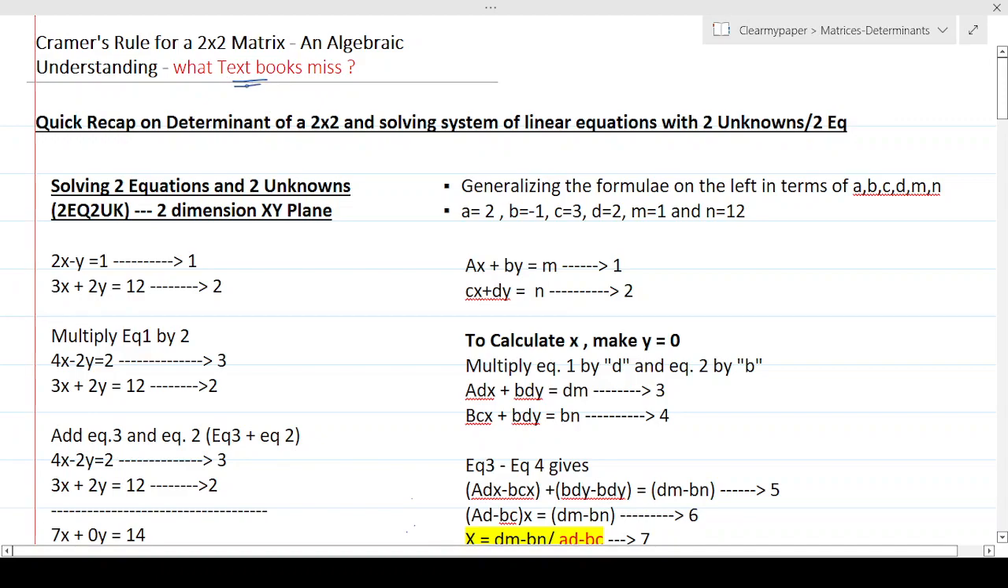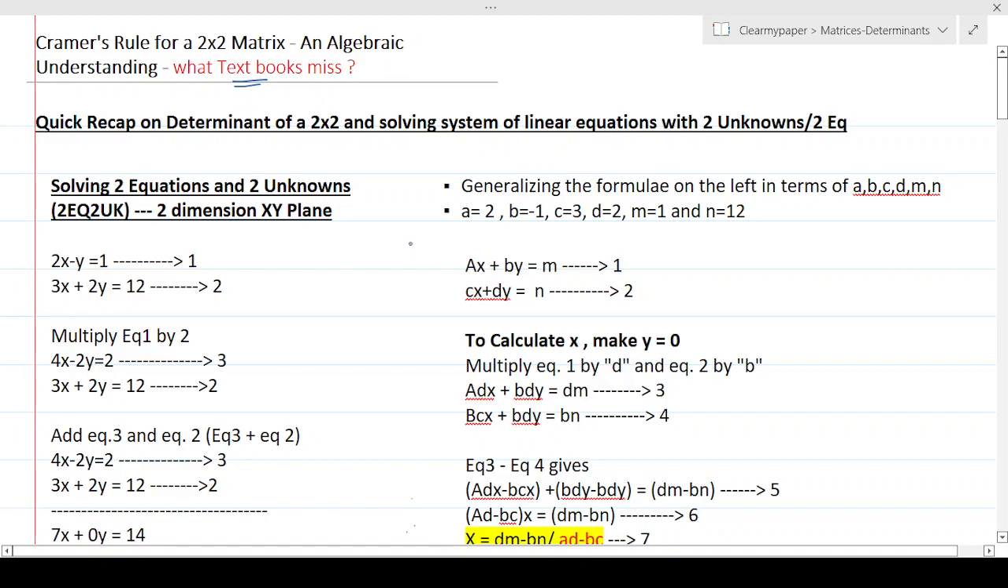So I'm giving some context, and then I'll come to the formula, which will be easier for you to apply and remember, and to appreciate why things are done in a certain way. Okay, so let's jump on to Cramer's rule for a 2 by 2 matrix and let's get started.